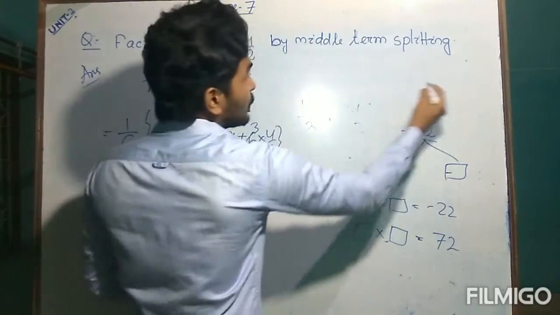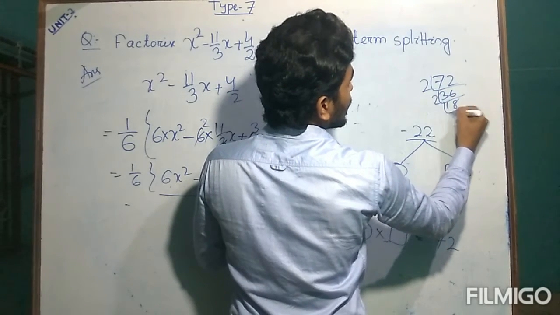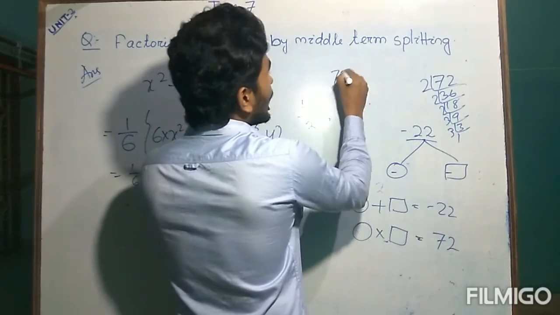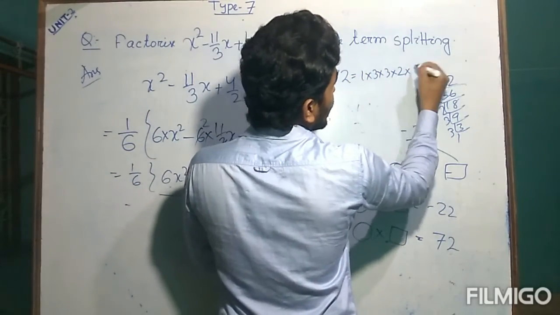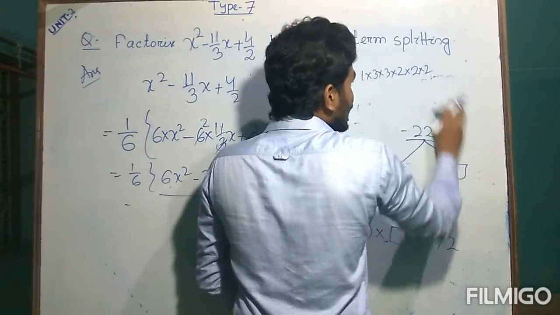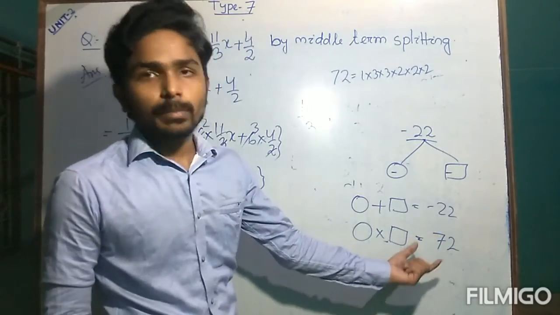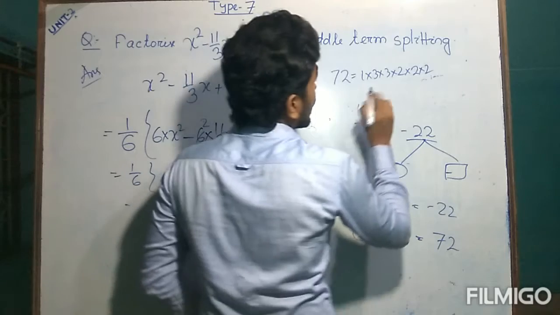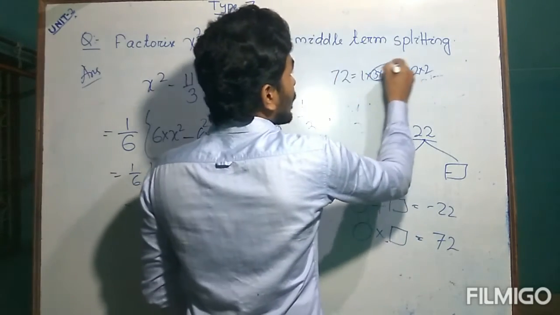Now factorizing 72: 2 36s are 72, 2 18s are 36, 2 9s are 18, 3 3s are 9, 3 1s are 3. So we get 72 as 1 into 3 into 3 into 2 into 2 into 2. Among these numbers we have to find any two numbers as a pair, so that they will give 72 as multiplication and minus 22 as addition. How? You can take 3 3 2.